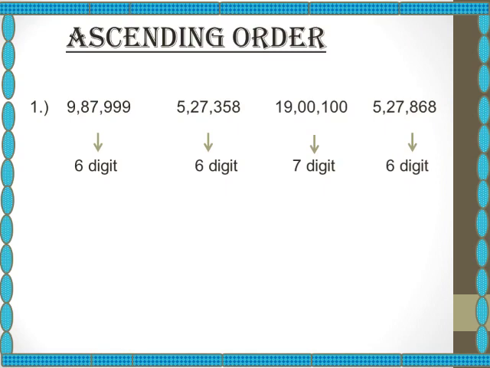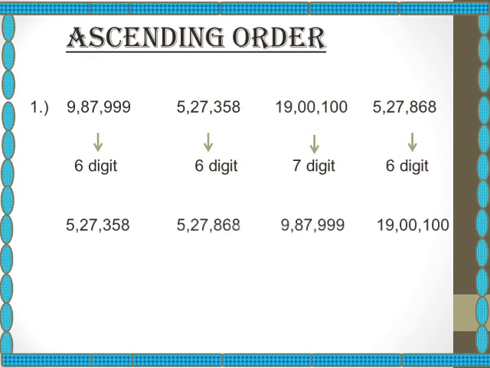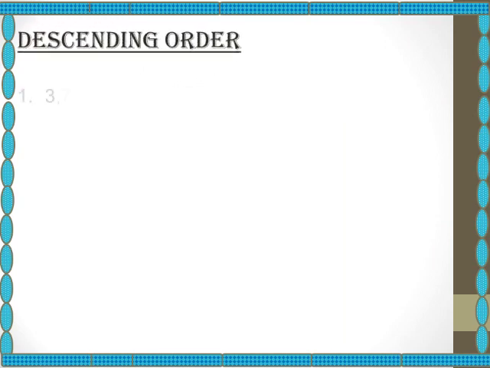So when you compare, you will write the numbers in the following way. First number is 5,27,358. Second number is 5,27,868. Third number is 9,87,999. And the fourth number is 19,01,100. Next, we will see how to arrange numbers in descending order. Look at the sum here.